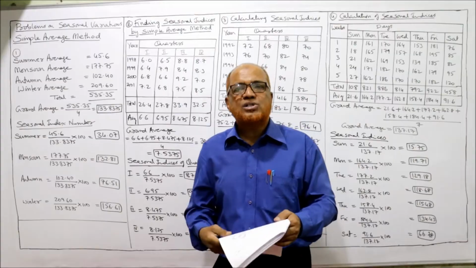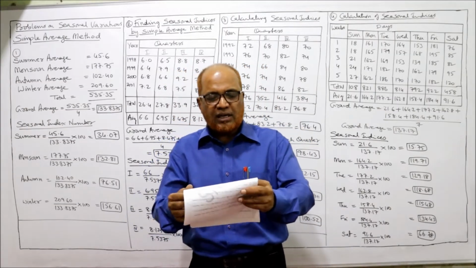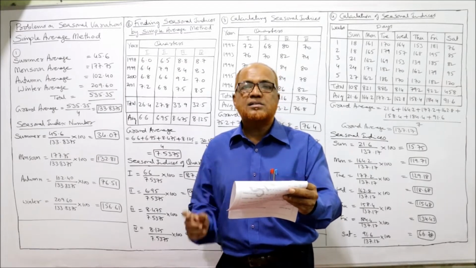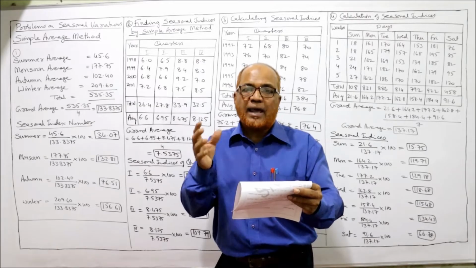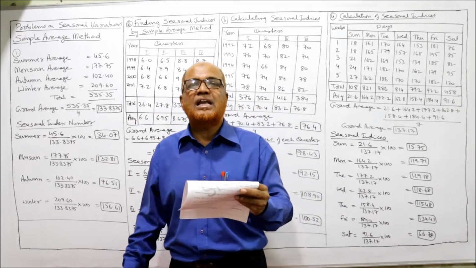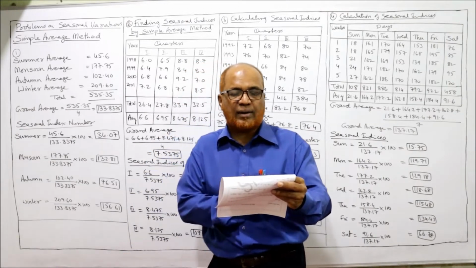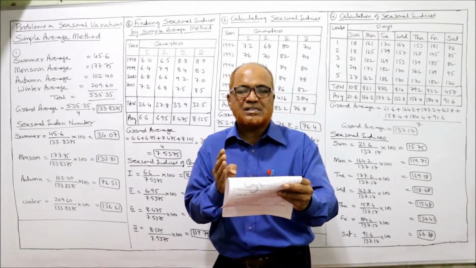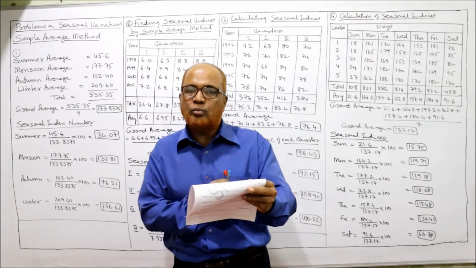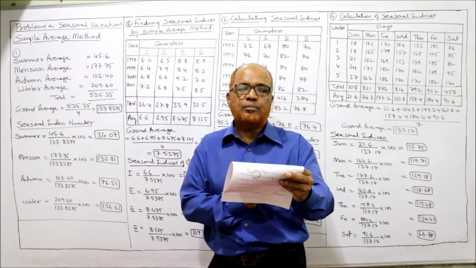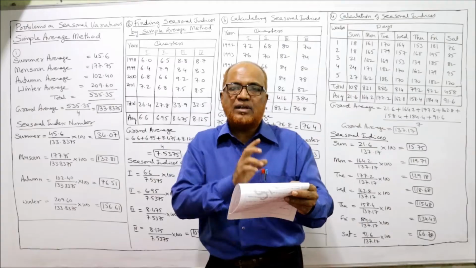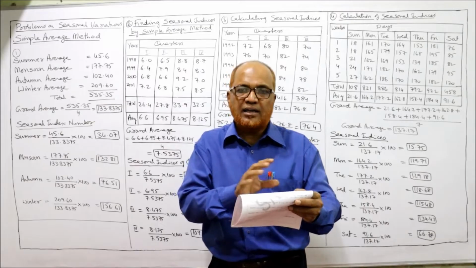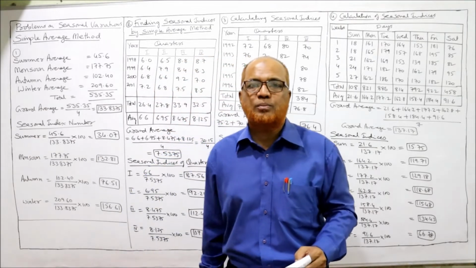The first problem on seasonal variation I am reading out. Given the seasonal averages, calculate seasonal index numbers by applying the simple average method. We have to find the seasonal indexes of the four seasons given. The four seasons are summer 45.6, monsoon 177.75, autumn 102.40, winter 209.6. The average of every season is given, so we have to calculate the seasonal indexes for all four periods.